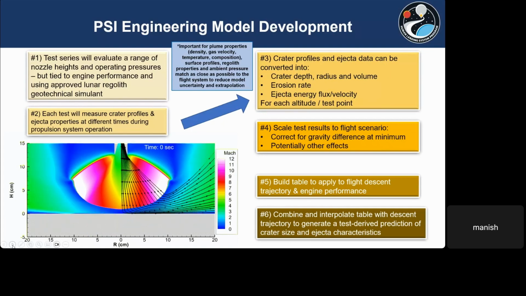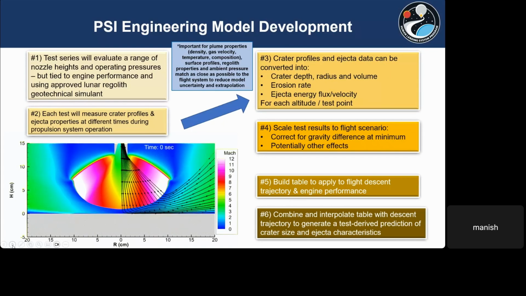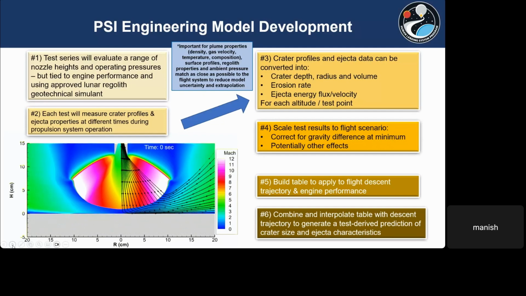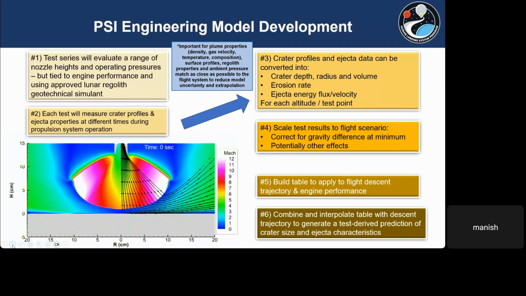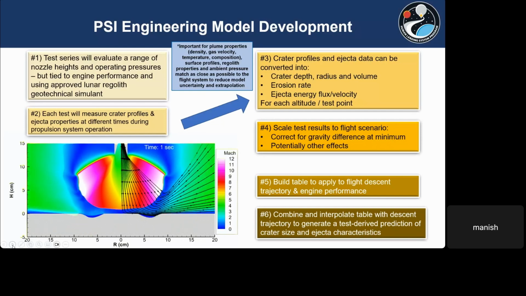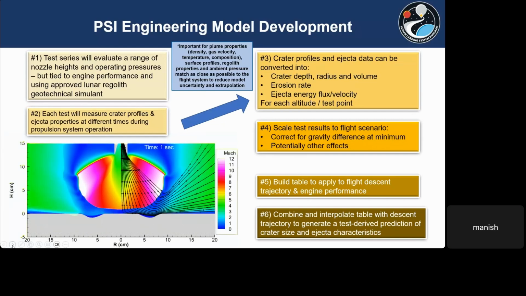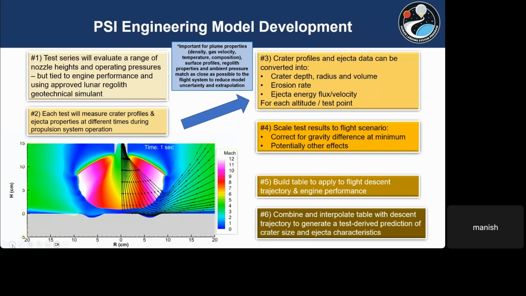Some of the things that make this model really critical: you need to match some of the most important first order parameters. Plume properties such as density, gas velocity, temperature, and composition are definitely players, but more important players are surface profiles, pressure, shear, and regolith properties, which are first order, as well as ambient pressure. Those all have to be really close to our flight regime to reduce uncertainty.